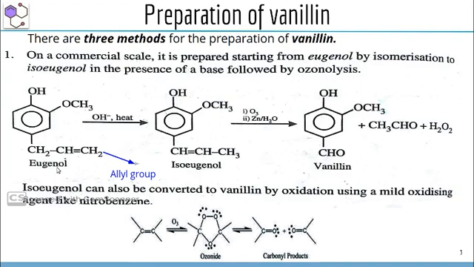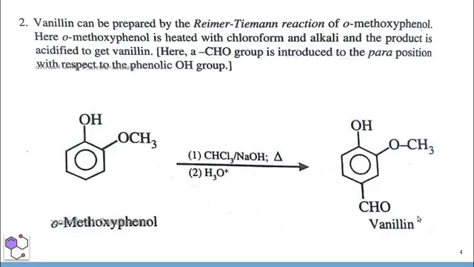So the first method is from eugenol. On heating with base, it will get isomerized to isoeugenol, then followed by ozonolysis we will get vanillin. This is the first method of preparation of vanillin. Now we have the second method of preparation of vanillin.